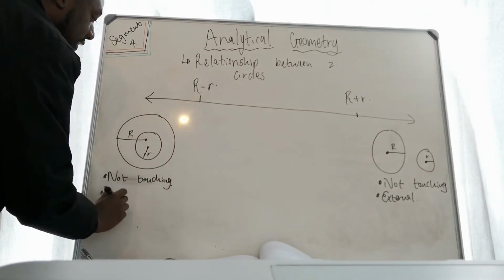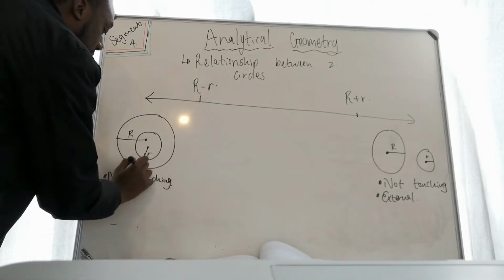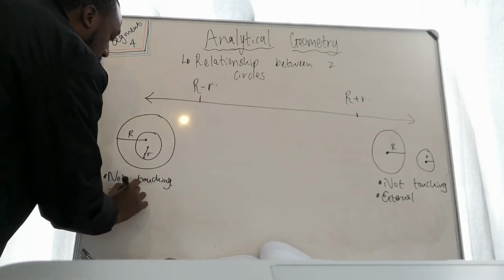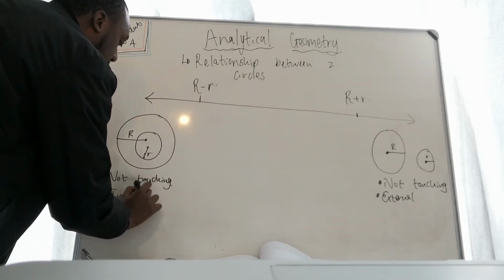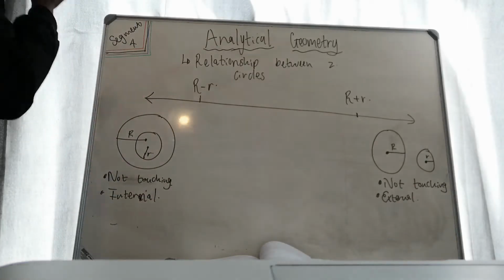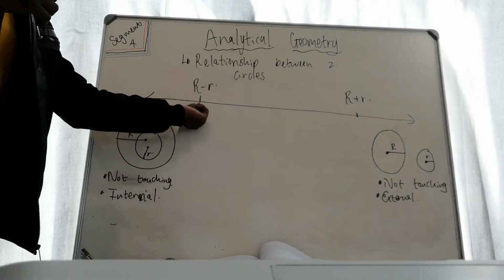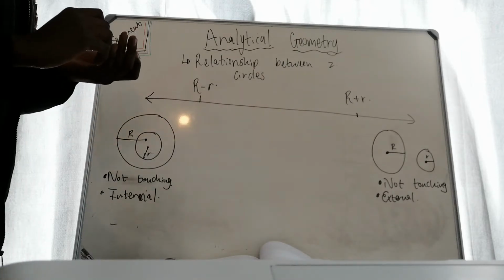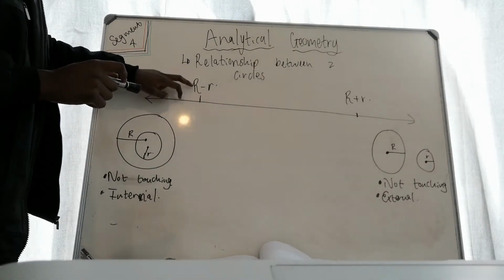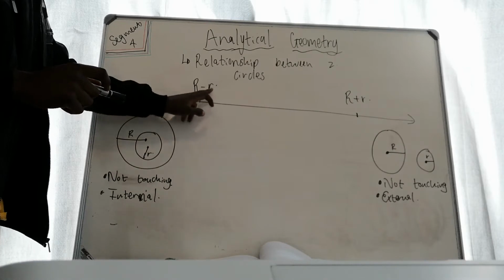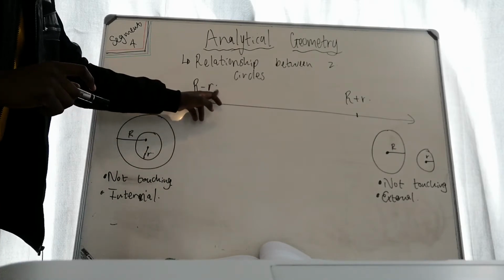And the fact that they're internal. The smaller one is internal, the big one. Right? And so at that point, at this critical point where the big R minus the small r, right?